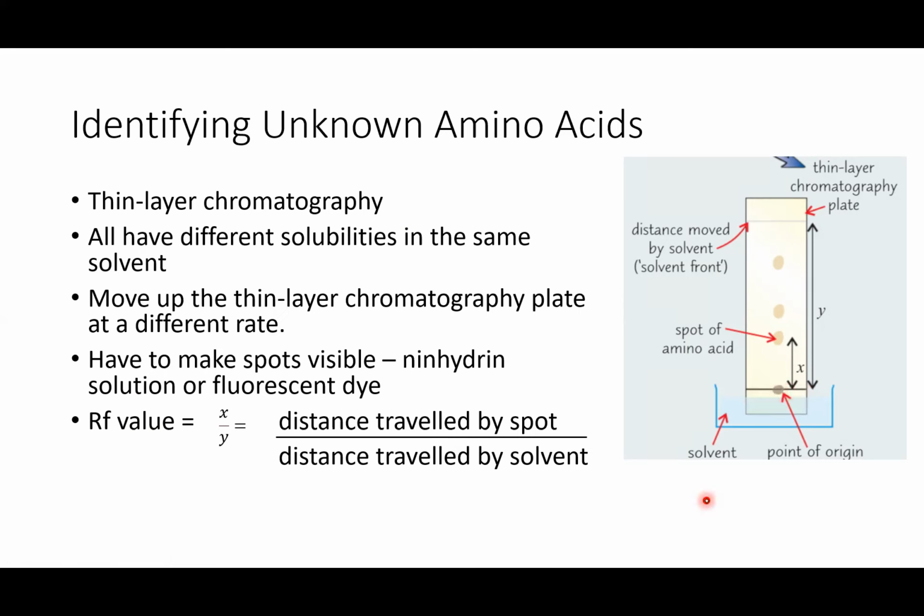What we're then going to do is dip the bottom of the plate, but not the spot, so just before we get to the spot, into a solvent. As the solvent spreads up the plate, the different amino acids will move with it, but at different rates. So they start to separate out. We have our point of origin and we've got 1, 2, 3 different points.